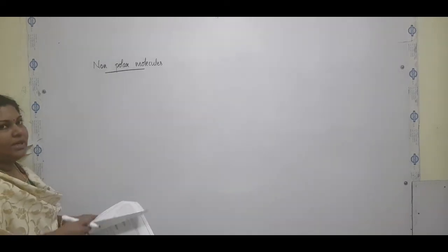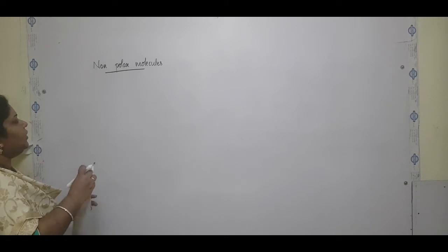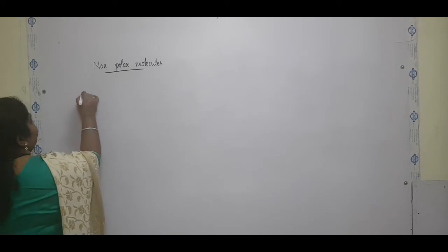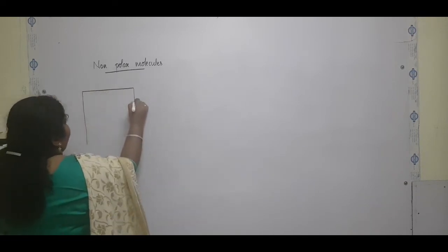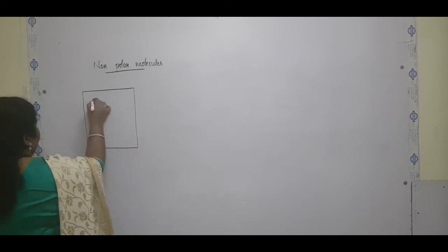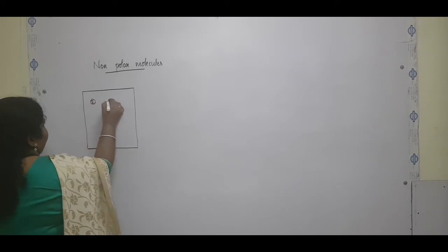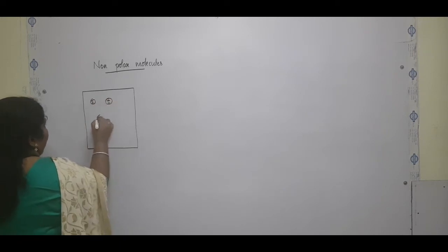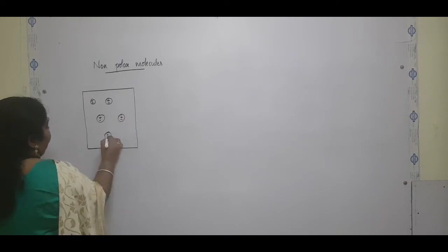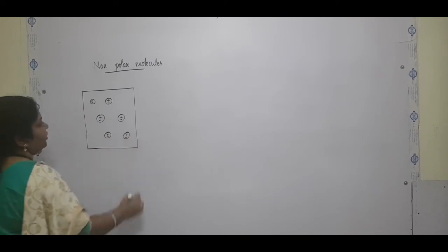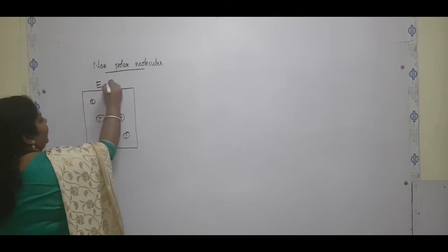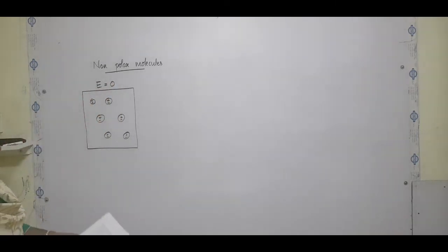So here we are going to see how a non-polar molecule will behave when the electric field is not there and when the electric field is there. First we will see when the electric field is not there. This is the case of a non-polar molecule. When the electric field is not there, the centers of both positive and negative will coincide. Electric field is not there, E is equal to 0.